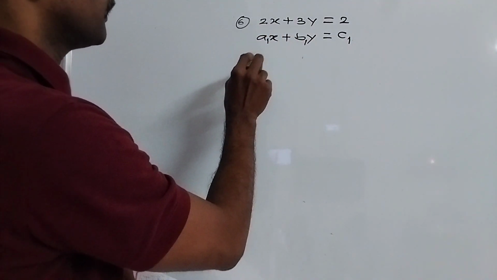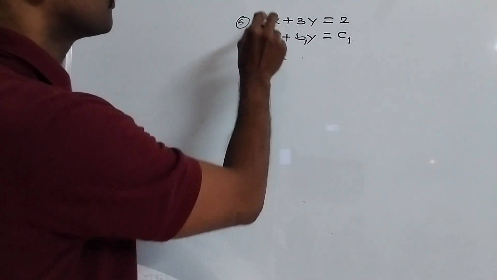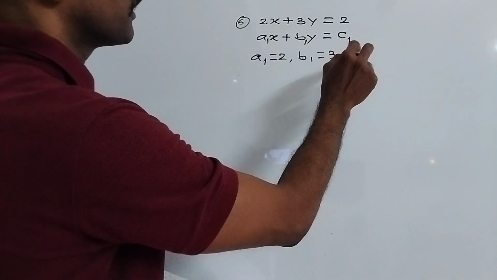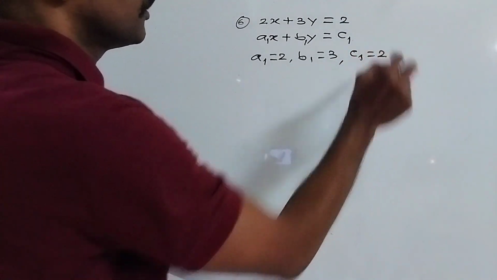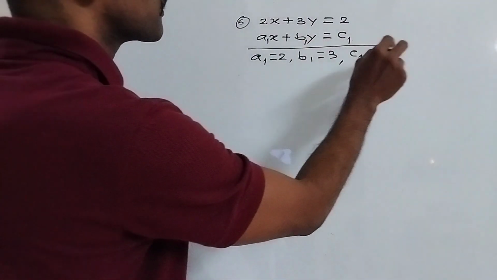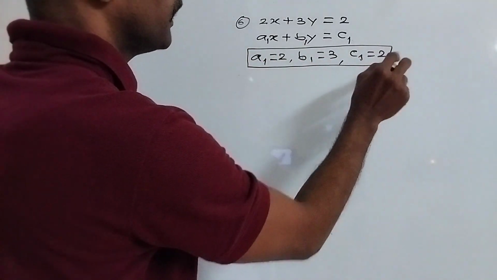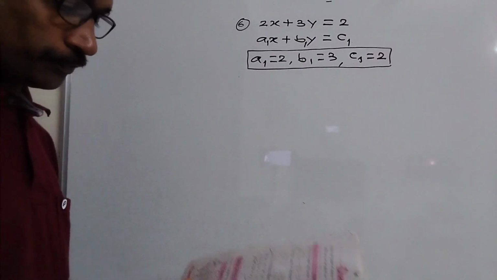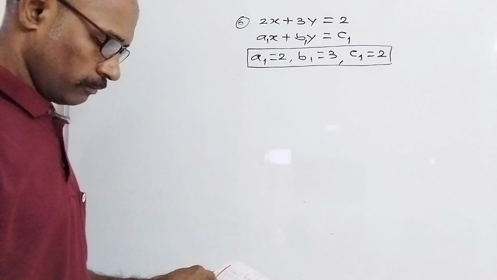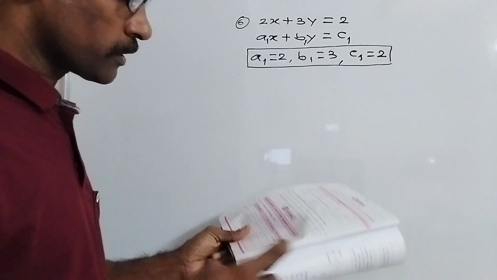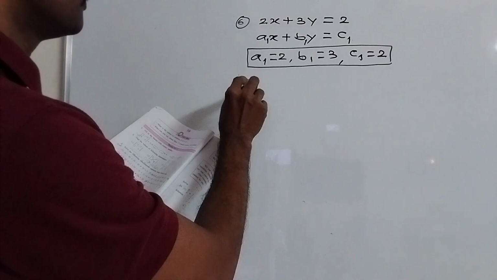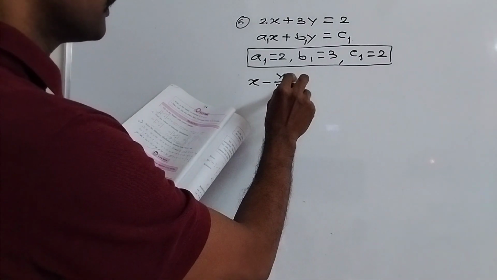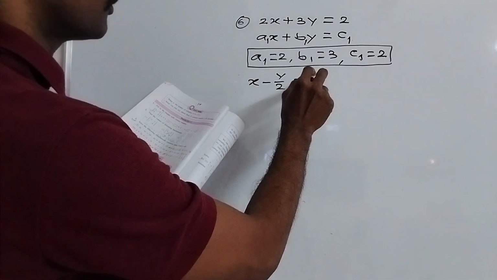Now our a1 is equal to 2, b1 is equal to 3 and c1 is equal to 2. These are our first values of a1, b1 and c1. Did you understand up to this? Then the second equation, that is x minus y upon 2 is equal to 1 upon 2.